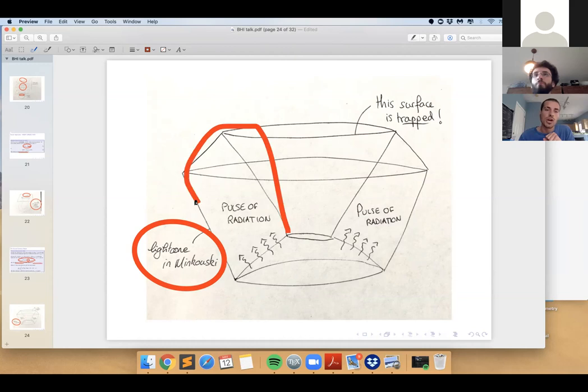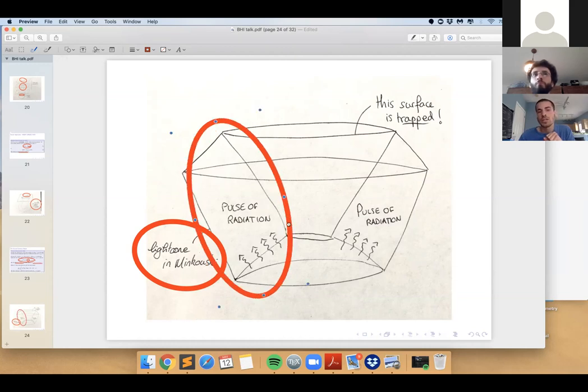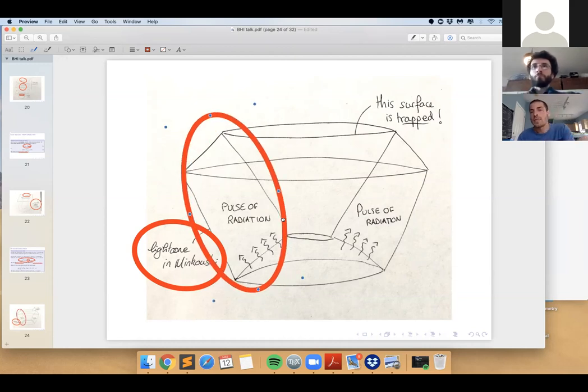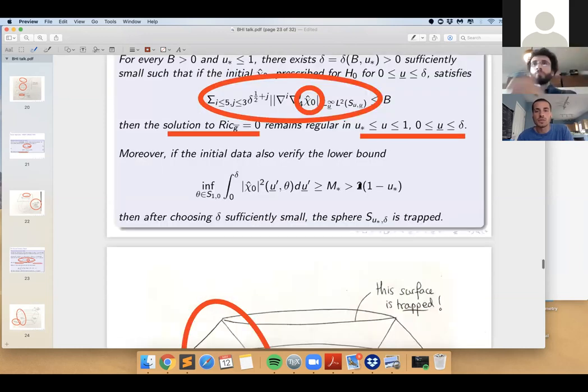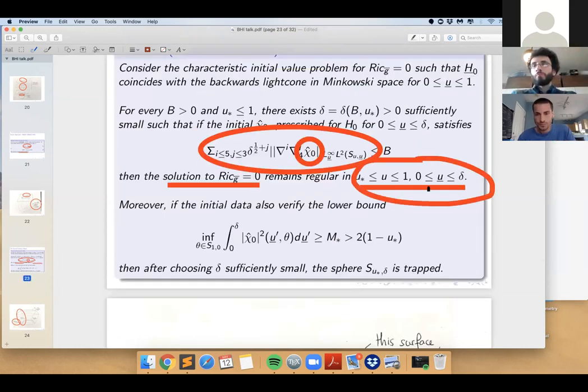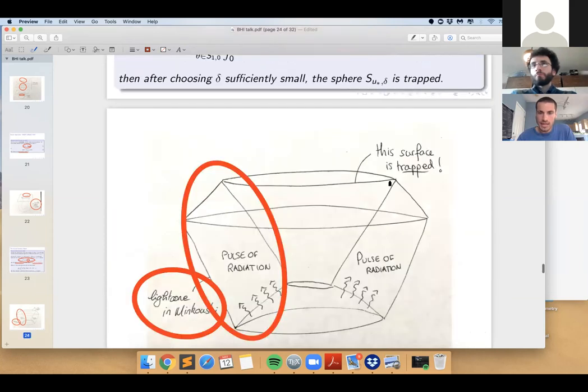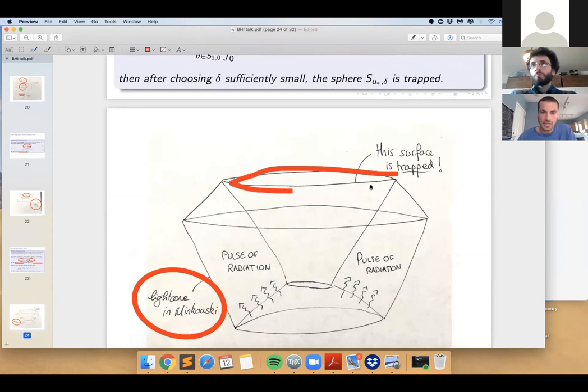And what he can show is that essentially there exists a region, it's about this big, right? And that size will be controlled in terms of these parameters right here. And essentially what he shows is that then this surface out here is trapped, right? So this surface here is trapped.